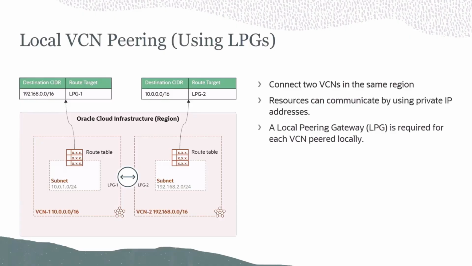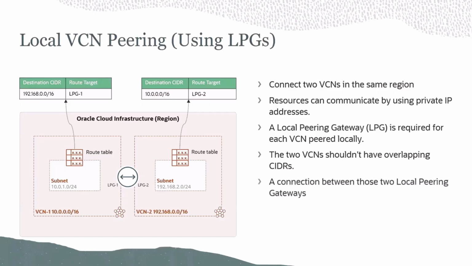And to configure local VCN peering, we need a local peering gateway on each VCN. So that means there are a total of two local peering gateways that are required. One of the prerequisites for local VCN peering is that the VCNs should have non-overlapping CIDR blocks. And after you have the two local peering gateways on two VCNs, you also need to create a connection between those two local peering gateways.